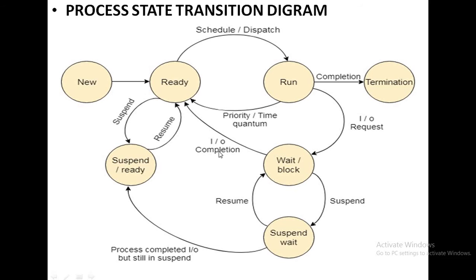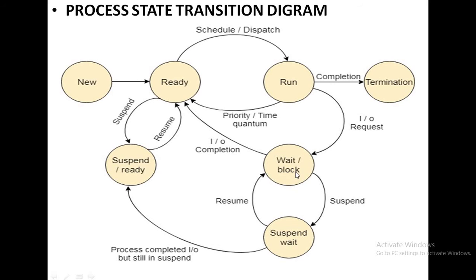So these are the suspended ready state and suspended wait state. In the wait state or blocked state, if a number of processes are there, then again one process comes to the waiting state or blocked state. If there is no space, then we have to free the memory location. For that purpose, we are using the suspended wait state.